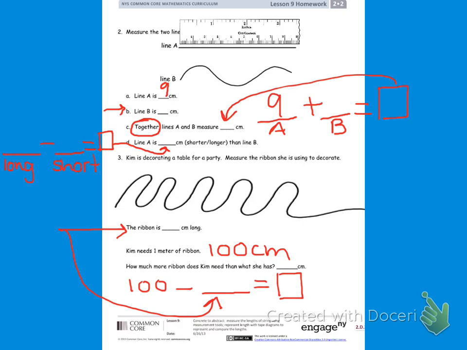Don't forget, once you find the answer to how much more ribbon she needs, we should write it in an answer in words, since this is a word problem. Kim needs blank more ribbon. Period. Make sure the number that you put on the line is in centimeters.